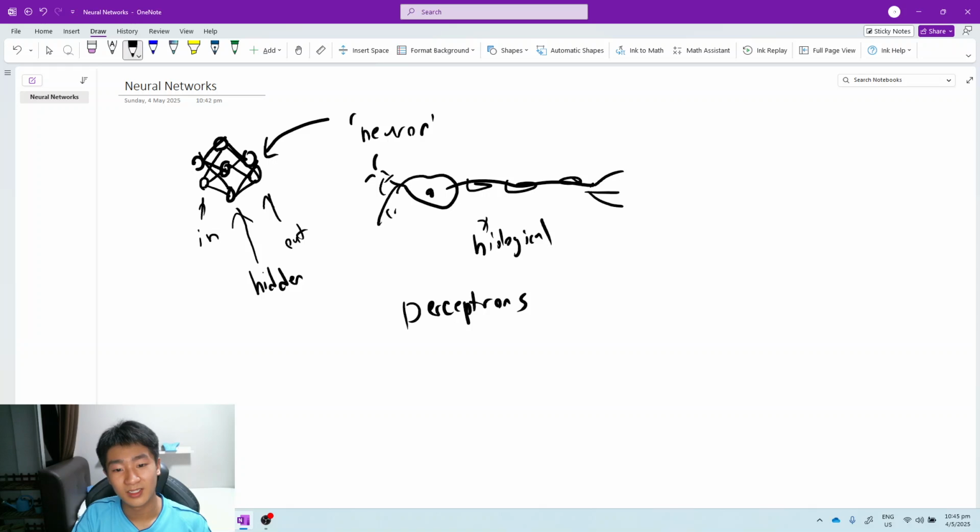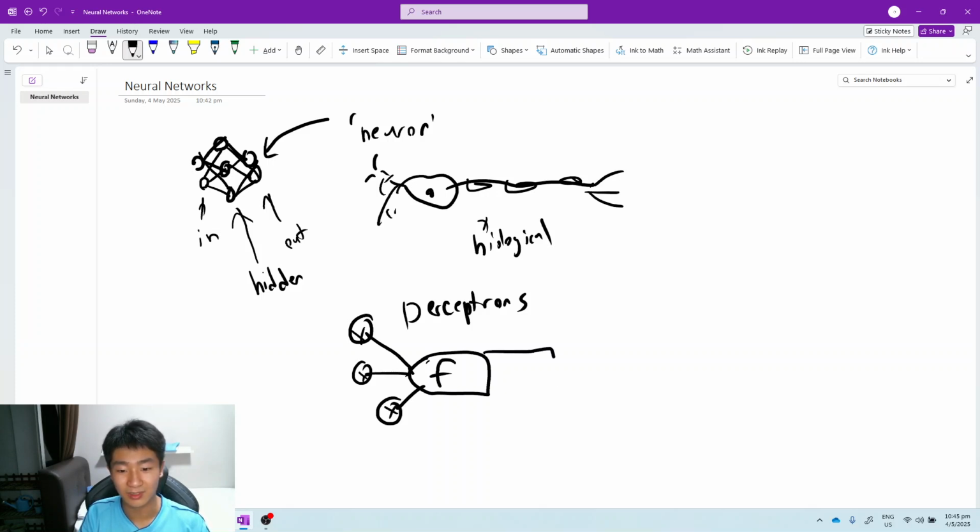Perceptrons are very similar to biological neurons. In fact, you can draw one almost like a biological neuron. So you can draw it like this. I've seen the illustration, it looks kind of like this. So it's x, x, x, and then you have a function, and then you have more functions. I think it's sigmoid, something along the lines of this.